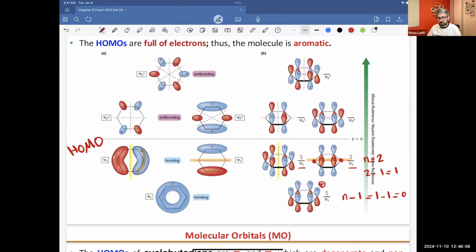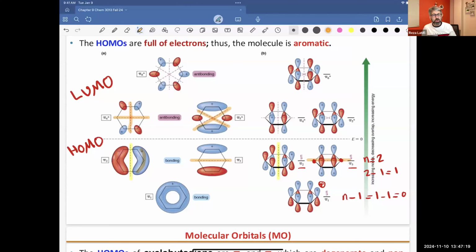Okay, and those orbitals are fully occupied. Now look to the LUMO. What's a LUMO? Lowest unoccupied molecular orbital. The LUMO has 2 nodes, 1, 2. Okay, and the LUMO, this time, is empty. We don't have any electrons inside them.